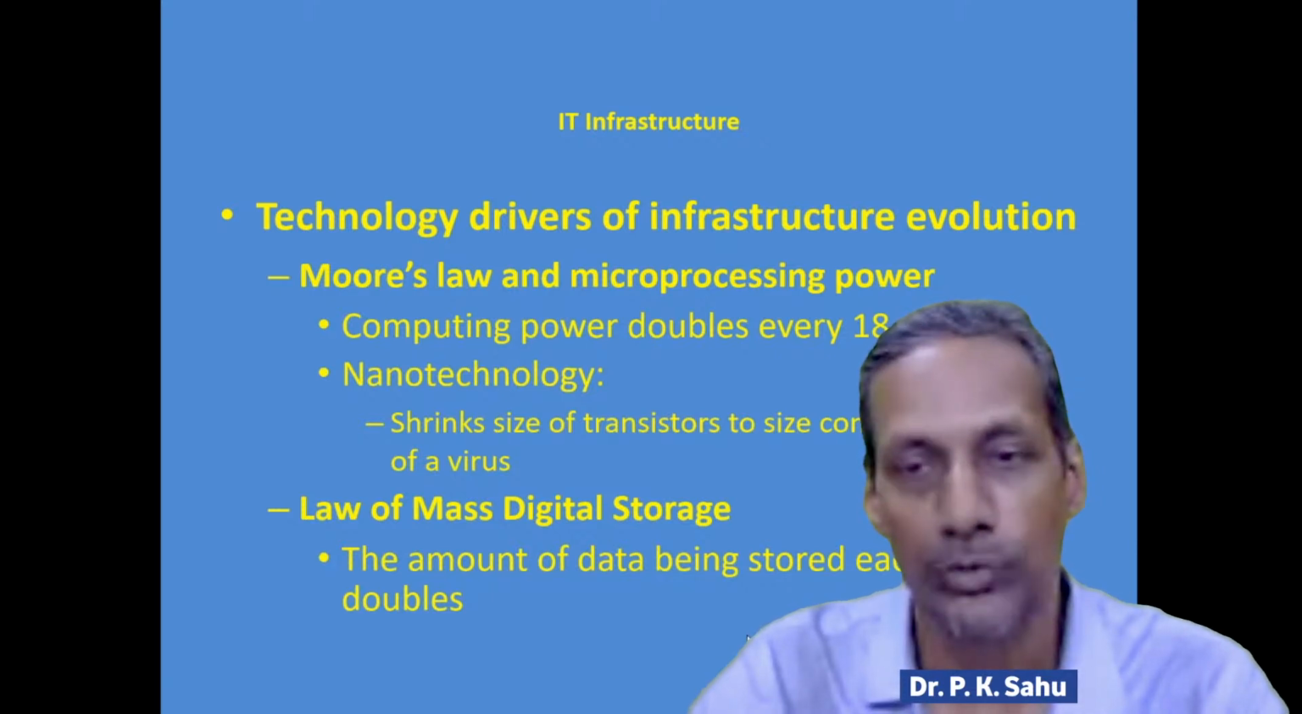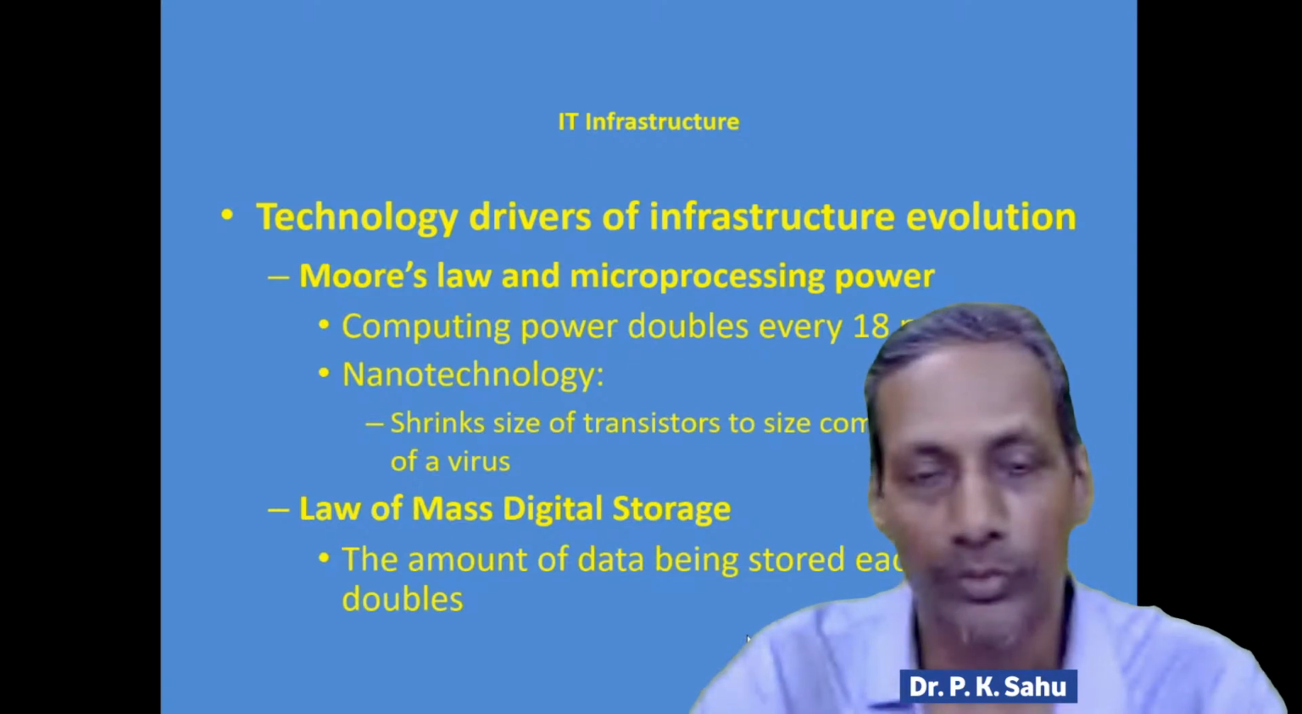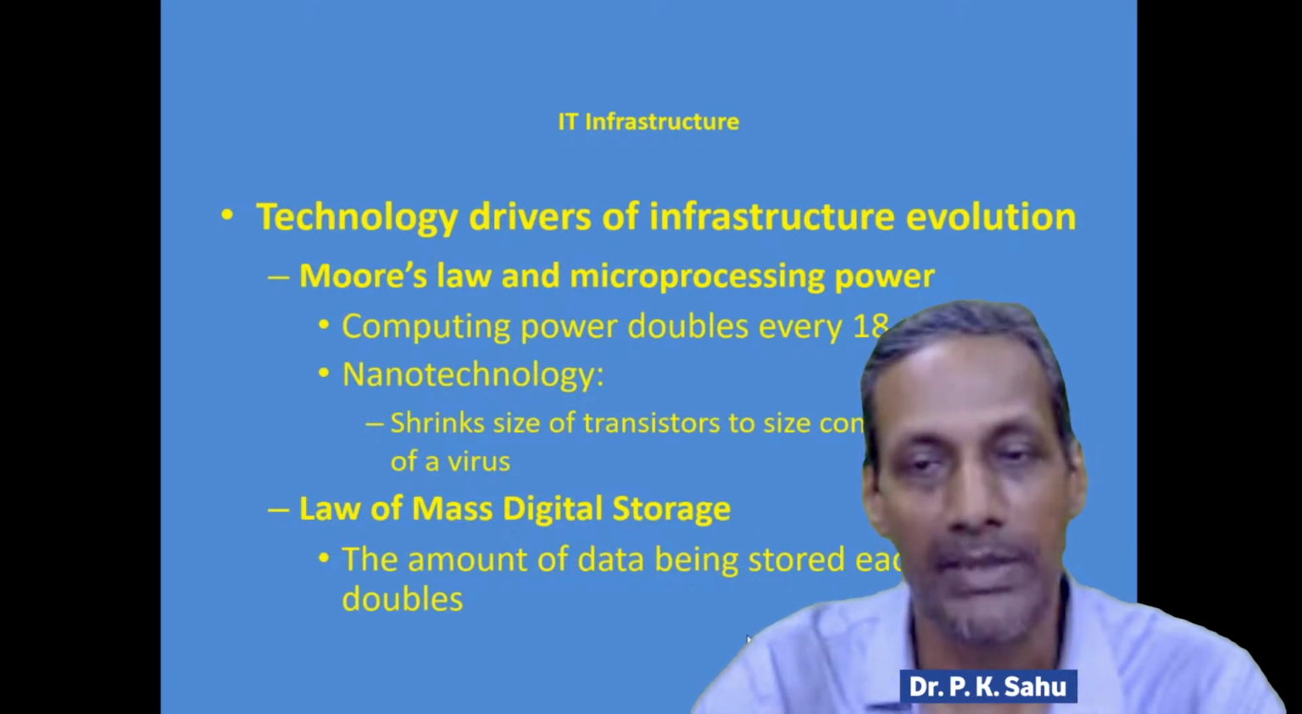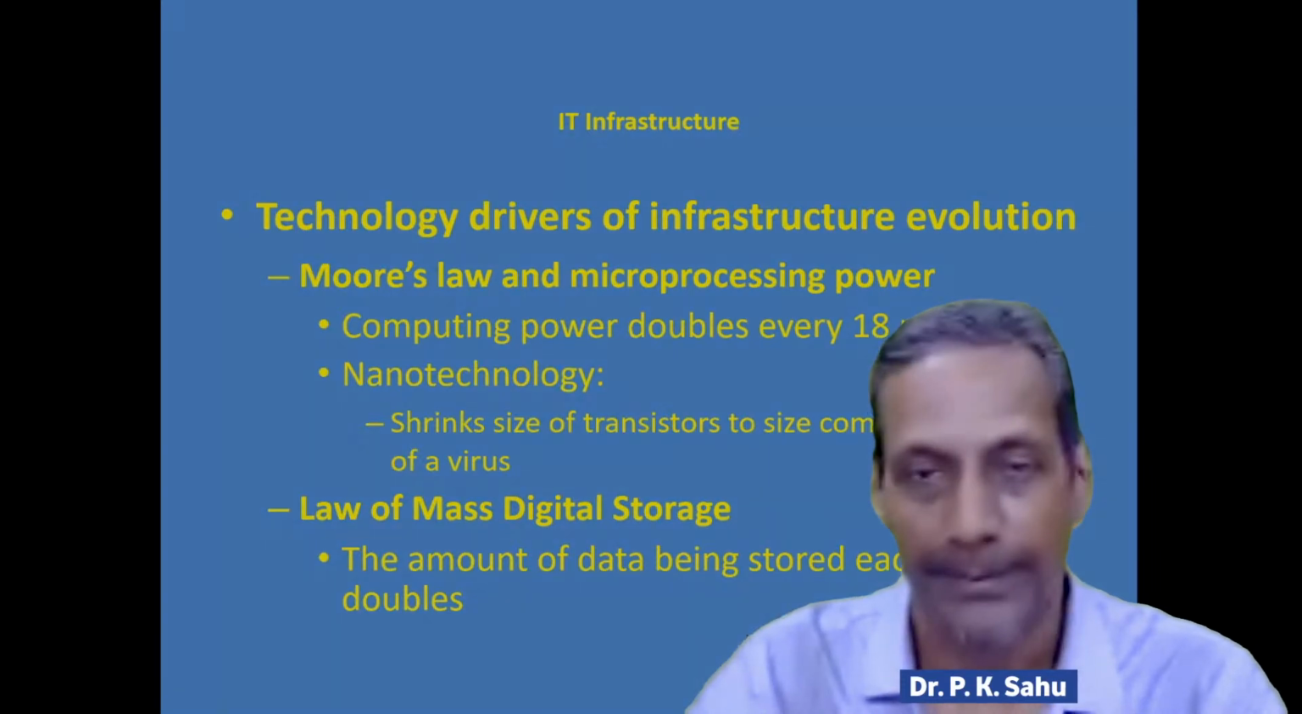So from the huge engine-like computers to the computers on the palm top to very small devices with more power has come up. It's also because of the law of mass digital storage. The amount of data being stored each year doubles.